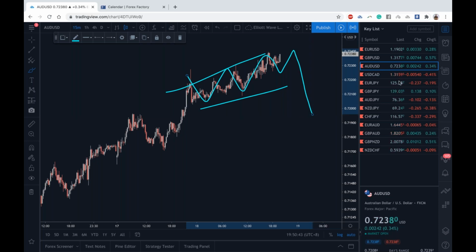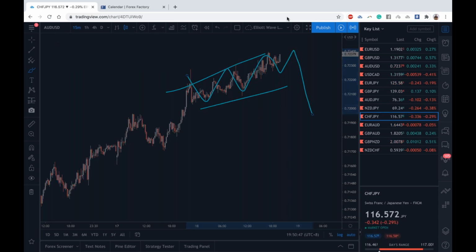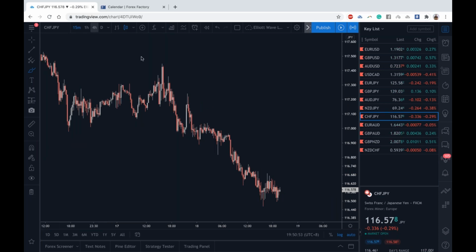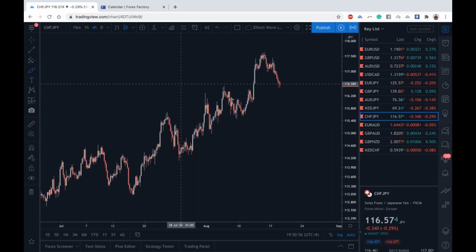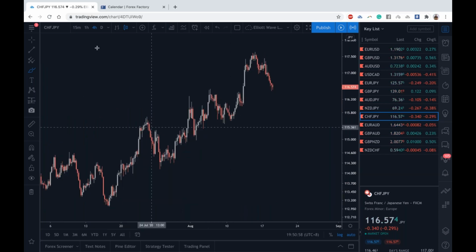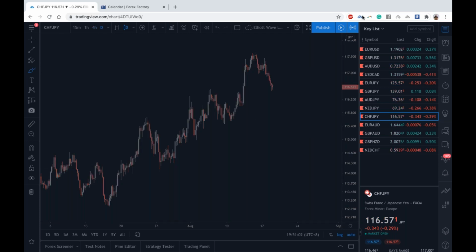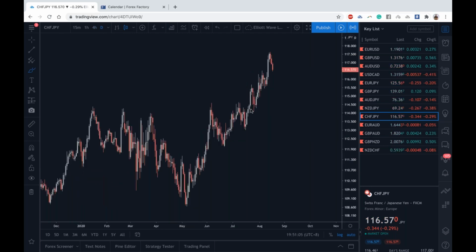Okay, let's take a look at some of the Japanese yen pairs. Let's take a look at Swiss yen. Swiss yen has already started moving. But let me show you what this pattern is. Take a look at this, right? As it's moving up, I think the daily is much clearer on this example. As it's moving up, you look at this here.